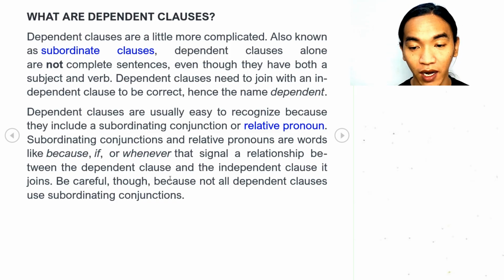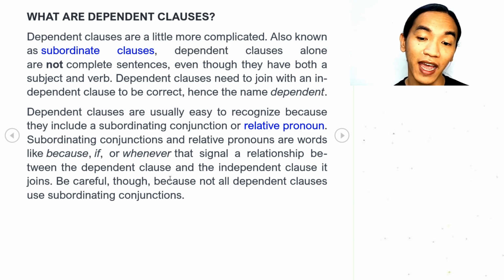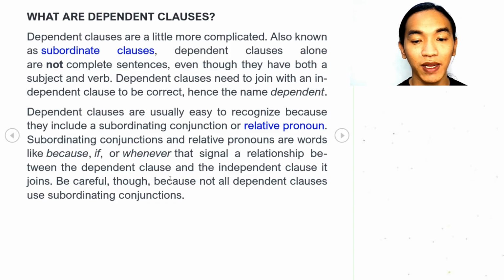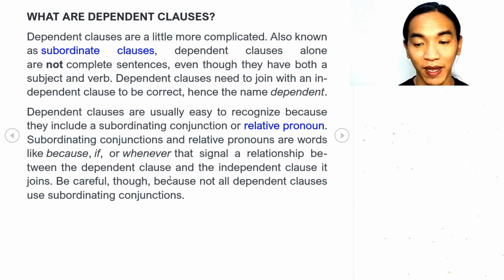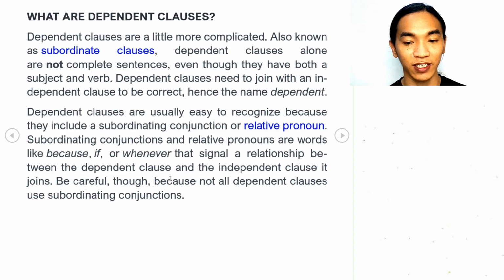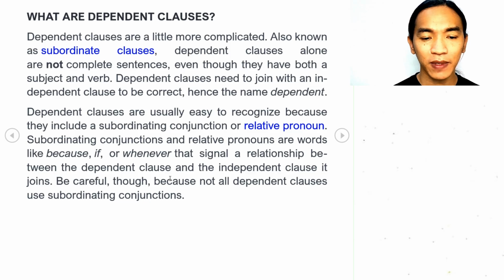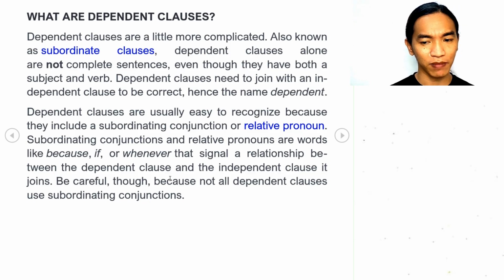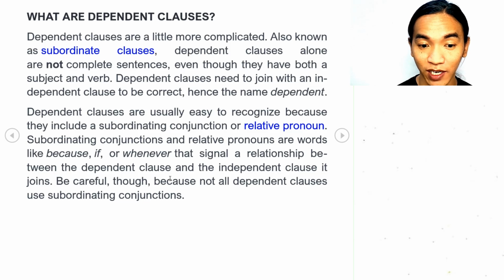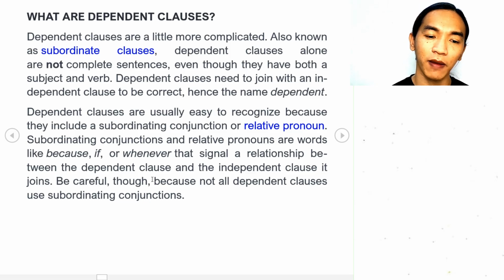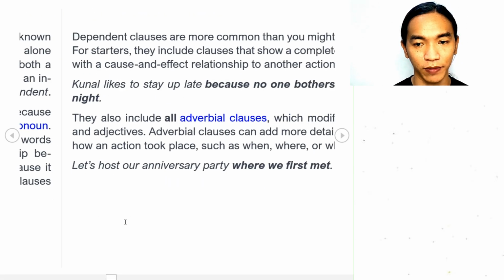So subordinating conjunctions and relative pronouns are words like because, if, whenever that signal a relationship between the dependent clause and the independent clause it joins. So be careful though, because not all dependent clauses use a subordinating conjunction. We have connecting words that we use with them, so it's not always a subordinating conjunction. So we will be talking about more of those later on.